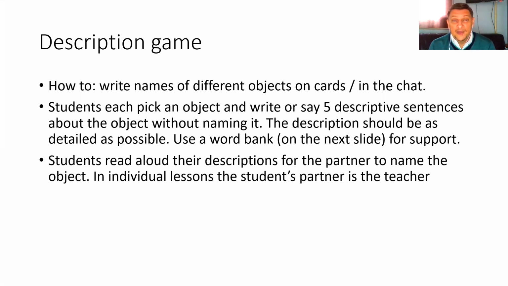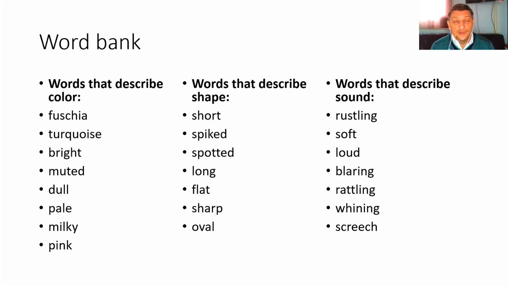You can use a word bank to show to your student. I'm going to show one of the versions of such a word bank to you. And then the student reads the description for the partner, in the case of one-to-one lessons for the teacher, to name the object. And here is the word bank. It is not very typical as word banks go, because here we have a lot of words which could be used depending on what objects you throw into the list.